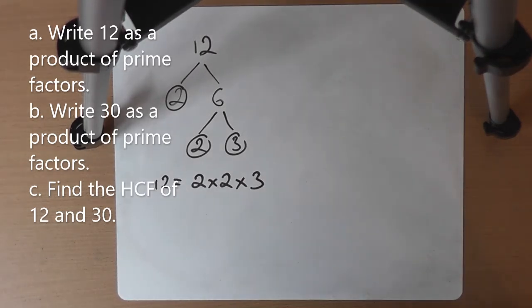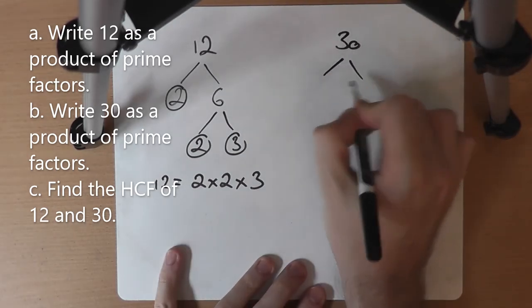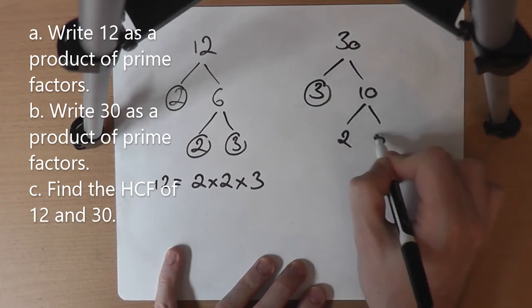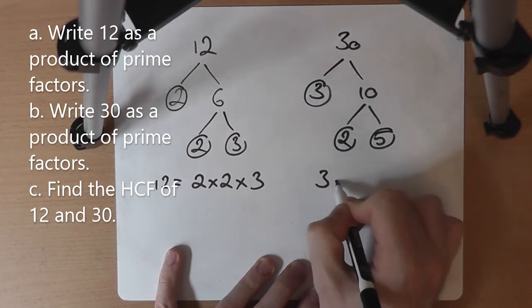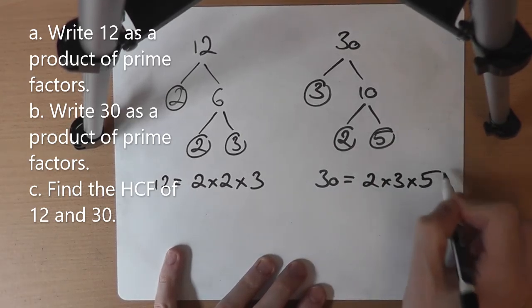Part B then. 30 as a product of prime factors, so that's the same thing again, it's the tree. 30 we're going to go into 3 and 10, where 3 is prime. 10 into 2 and 5, where they're both prime. And underneath, 30 is equal to 2 times 3 times 5.